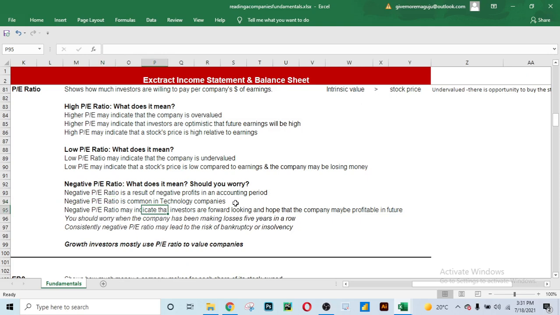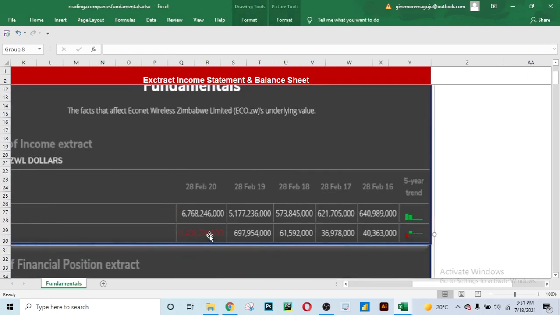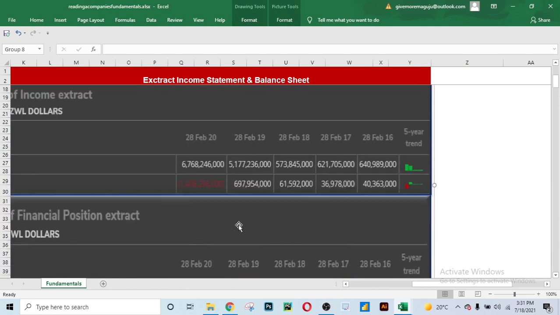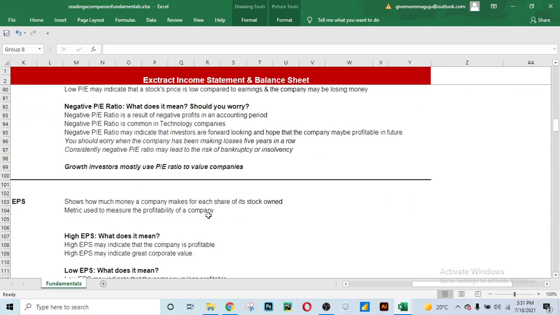And for sure, if we check on our extract income statement, we see the profit here. It's not the profit, it's a loss. We had a net loss. So a negative PE ratio is common in technology companies. As we can see, Econet is a technology company, and a negative PE ratio may indicate that investors are forward looking and hope that the company may be profitable in future.